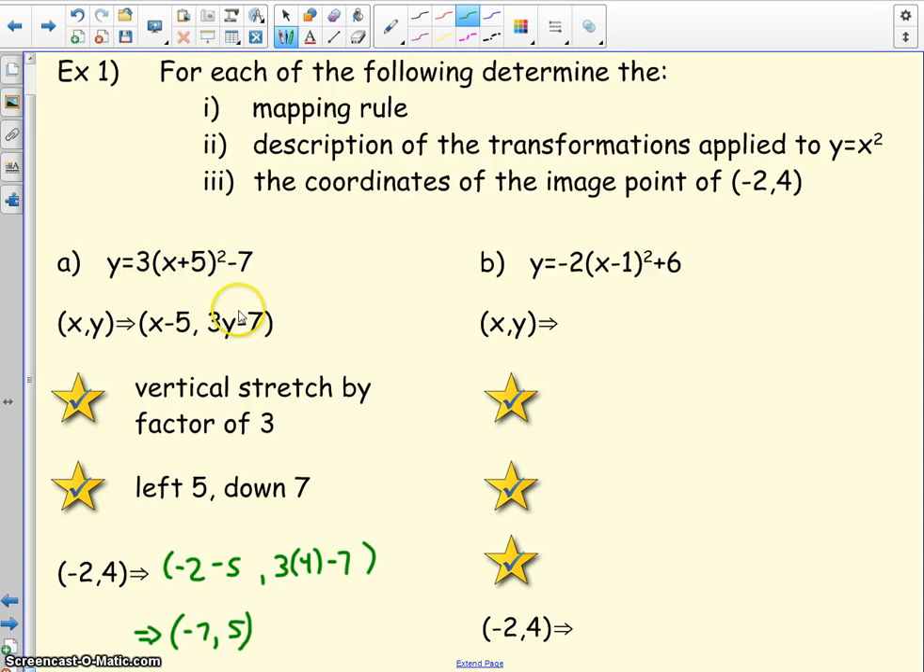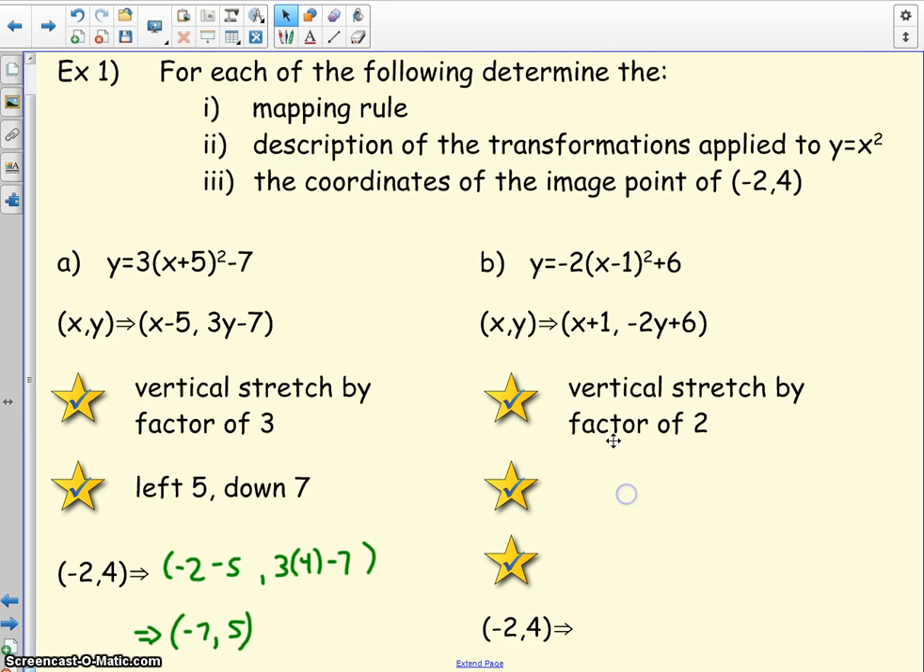Okay, so for the second one, our mapping rule will be x plus 1 and negative 2y plus 6. In terms of our transformations, a negative 2 does two things. It gives us a vertical stretch by a factor of 2 and a reflection in the x-axis because of the negative. And here, for our mapping rule, you can see it's plus 1, so it moves right 1, and then up 6. If we use that mapping rule, our image point from negative 2, 4 will be negative 1, negative 2.